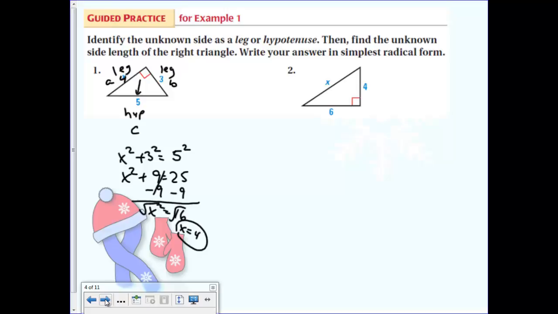Number 2, I solve for x. X is a leg or a hypotenuse. It's our hypotenuse, it's your C value, and then we have A and B. Set it up. A squared plus B squared equals C squared, or your x squared. 6 squared is 36. 4 squared is 16. They're on the same side, so we can combine like terms.